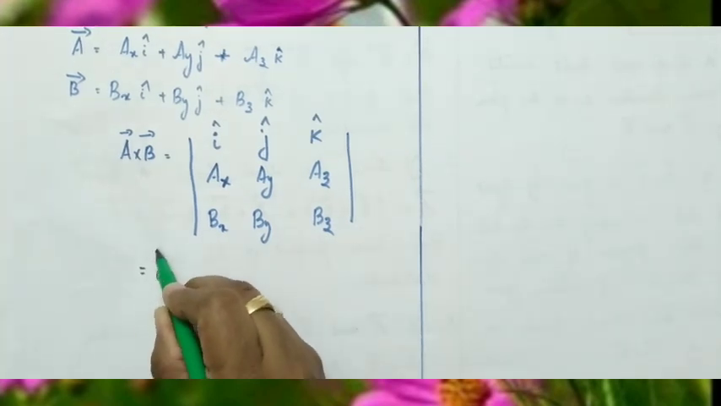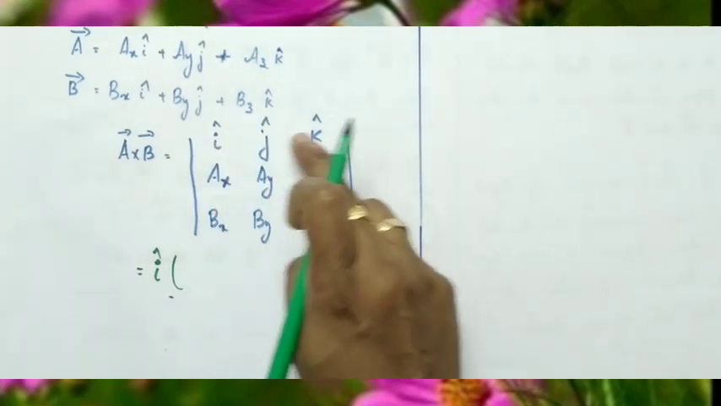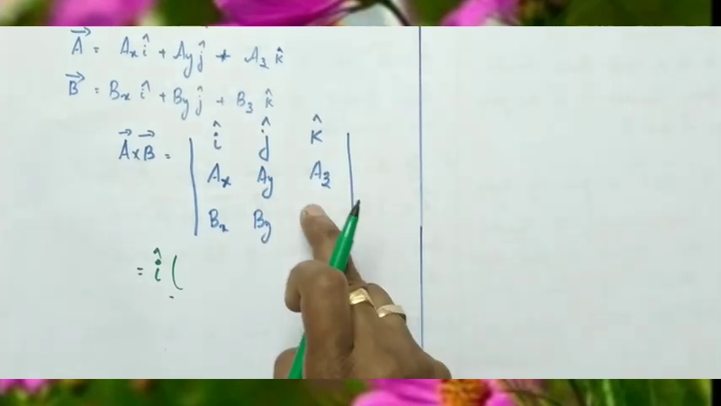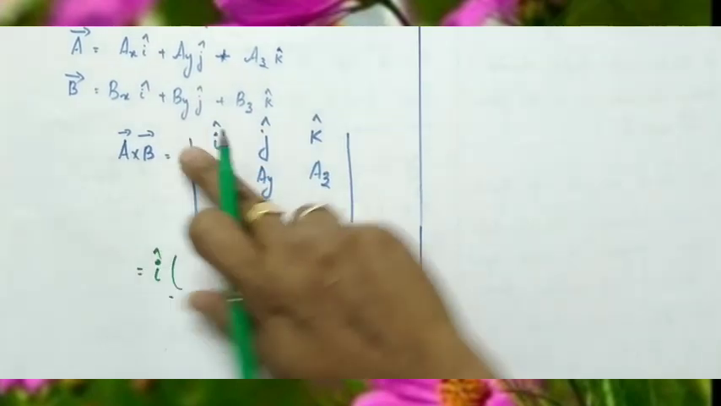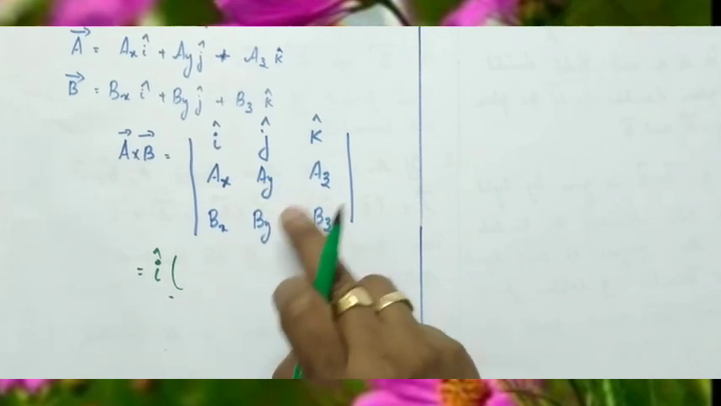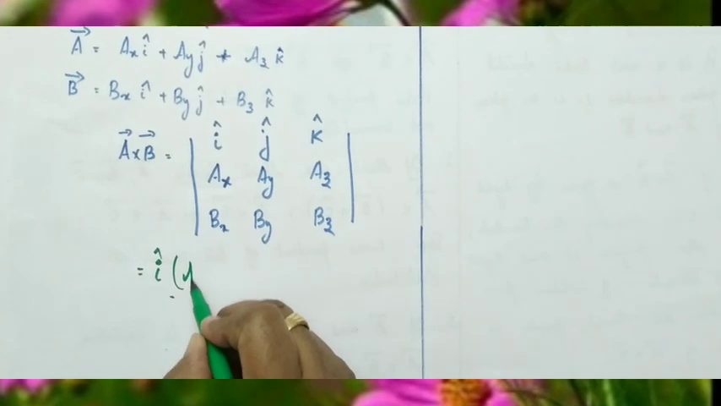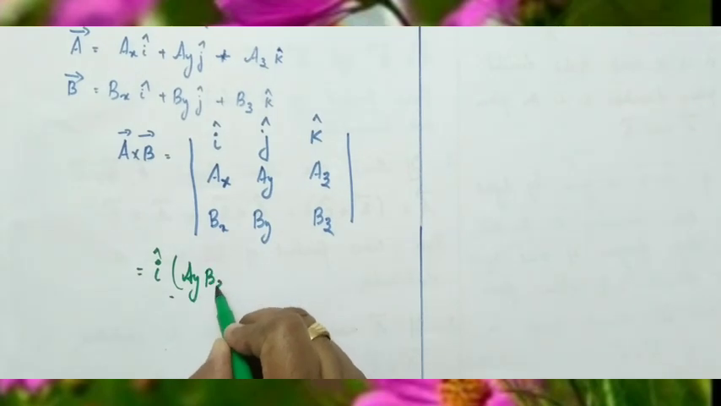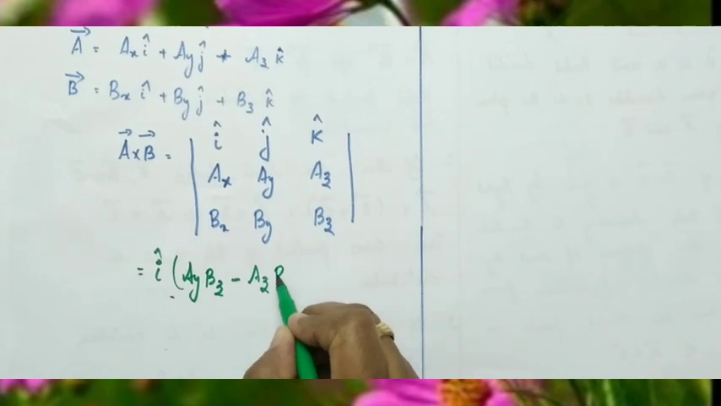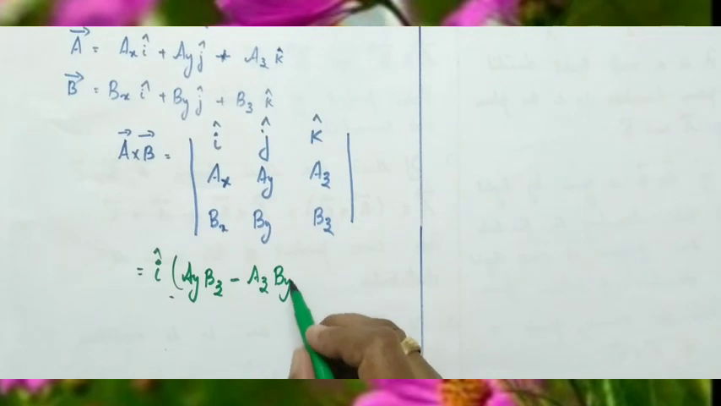That is I into, this is the method, leave the row and the corresponding column. Okay, I into, then you have to multiply like this. So just leave this row and the column and write Ay Bz minus Az By. This is the step: Ay Bz minus Az By.